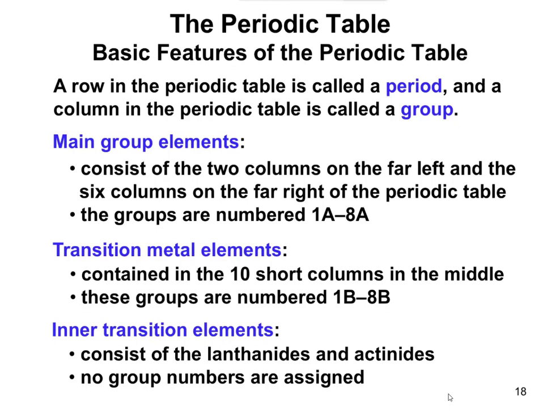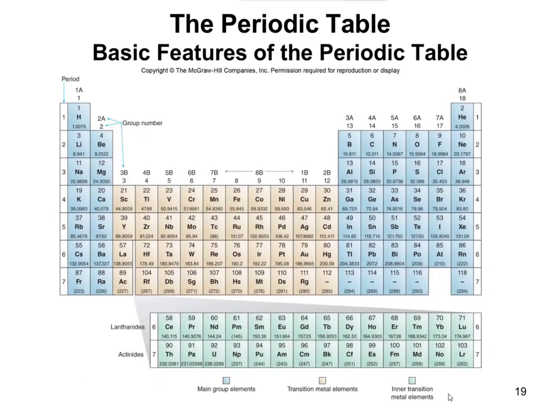In looking at the periodic table, the main group elements are in the groups numbered 1A to 8A. If we look at the periodic table here, here's 1A, here's 2A, then we skip the stuff in the middle, and then we go over here to 3, 4, 5, 6, 7, and 8A.